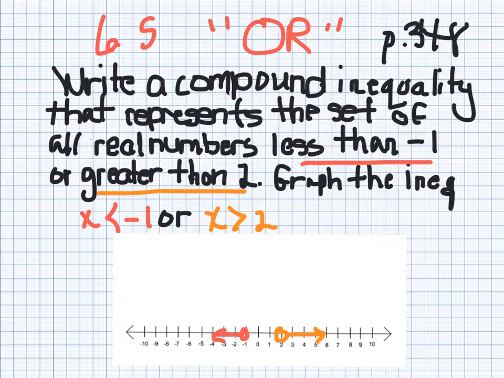So we're being asked here to use or. The directions are: write a compound inequality that represents the set of all real numbers less than negative 1 or greater than 2. Graph the inequality. So here, I wrote it out: x is less than negative 1, or x can be greater than 2.